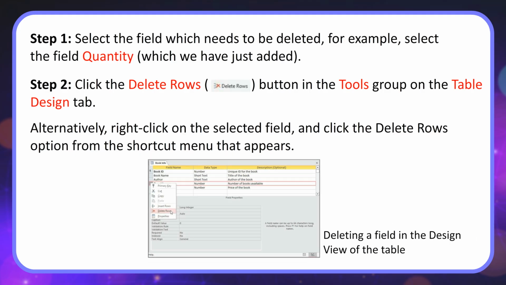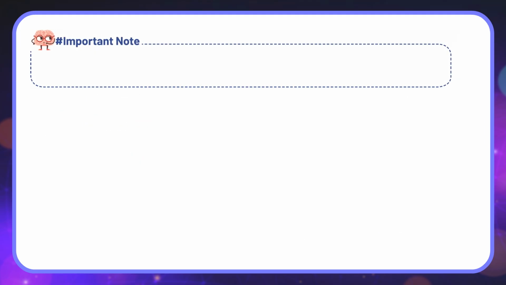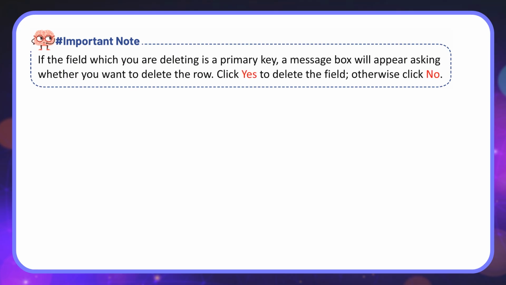Deleting a field in the design view of the table. Important note: if the field which you are deleting is a primary key, a message box will appear asking whether you want to delete the row. Click Yes to delete the field, otherwise click No.